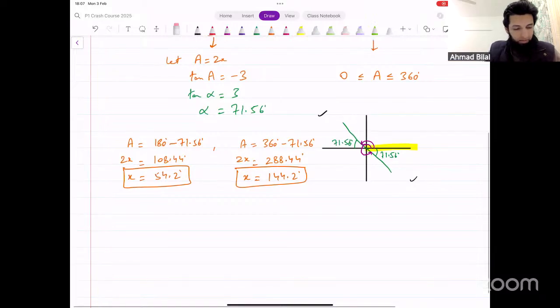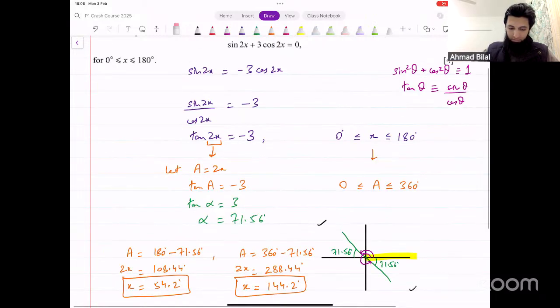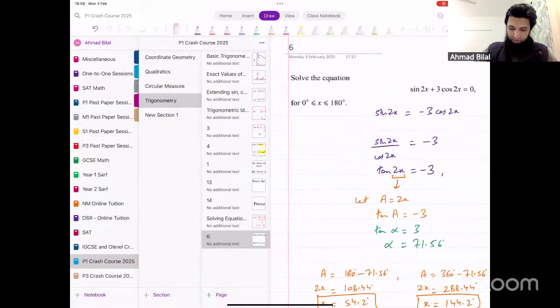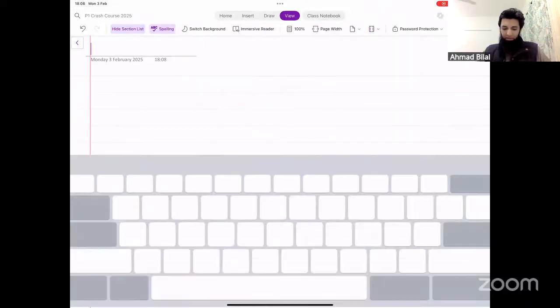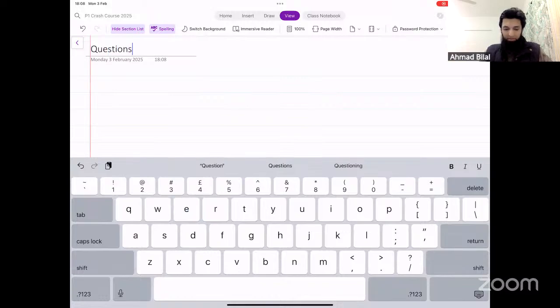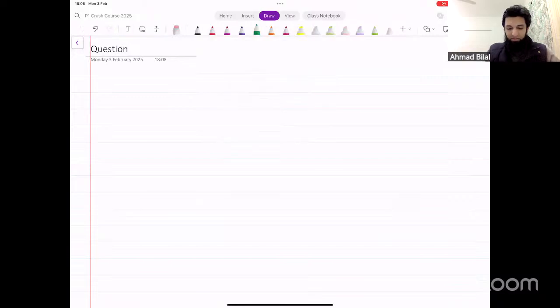Okay, let's try another one now. Now things are going to get a bit more interesting, because now we'll do a question in radians, and that's going to complicate things a lot more. I'm just writing something down here.